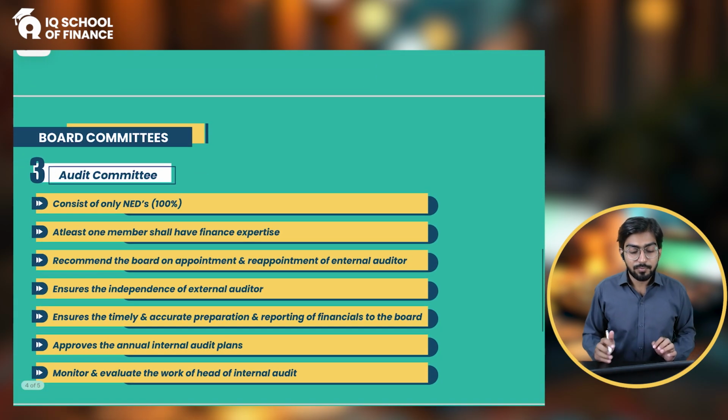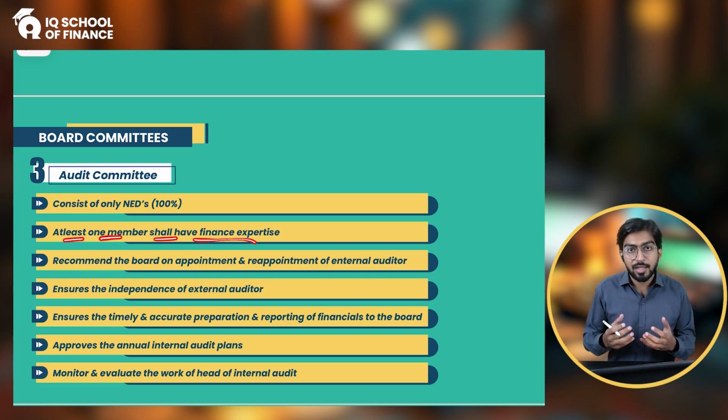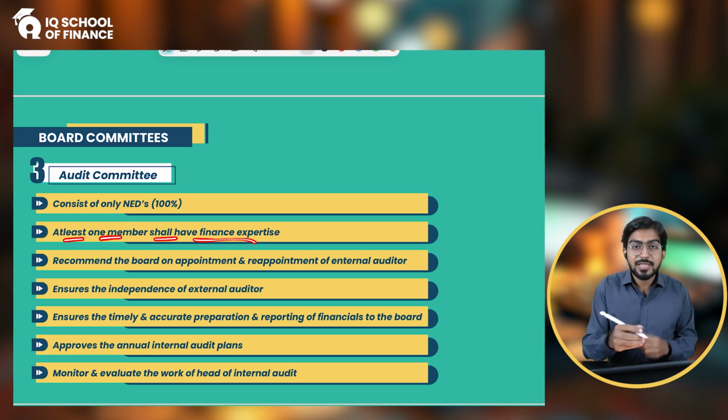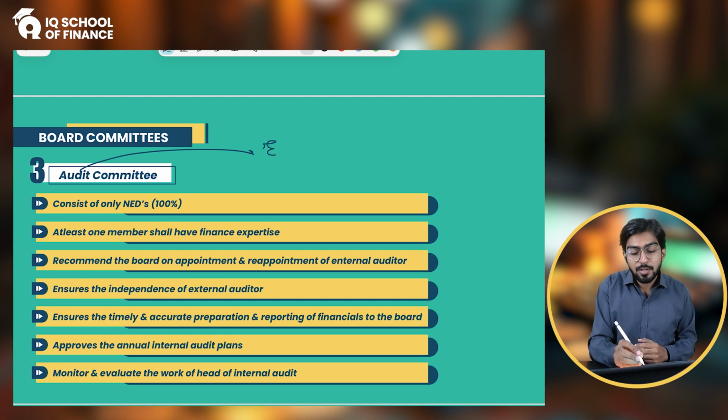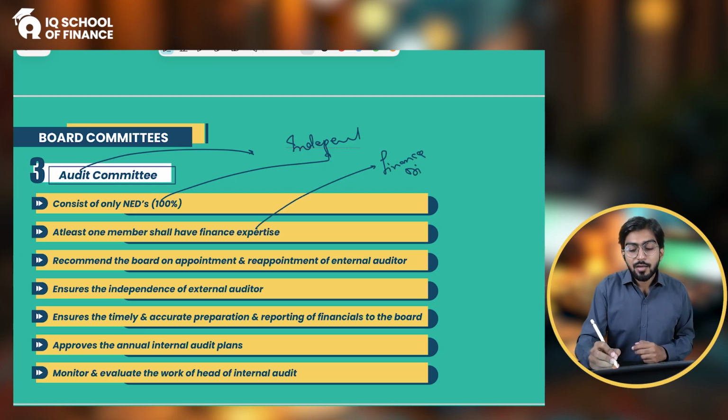Then we have the audit committee. It consists of only NEDs, 100% NEDs. At least one member shall have financial expertise. Whenever we say audit, the word independence comes, so because of the independence, it is 100% NEDs. And when we say audit, it is related to finance, so there should be someone who has expertise in finance. Who is that? That is the finance director.